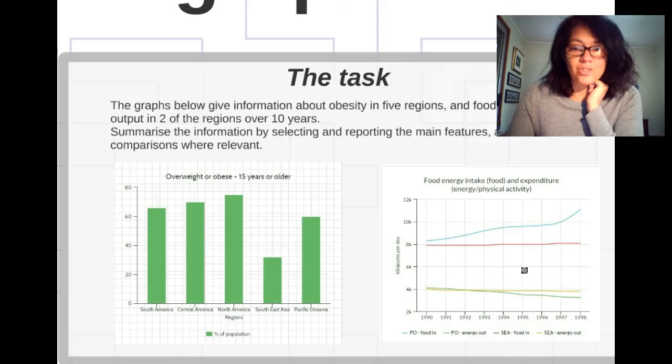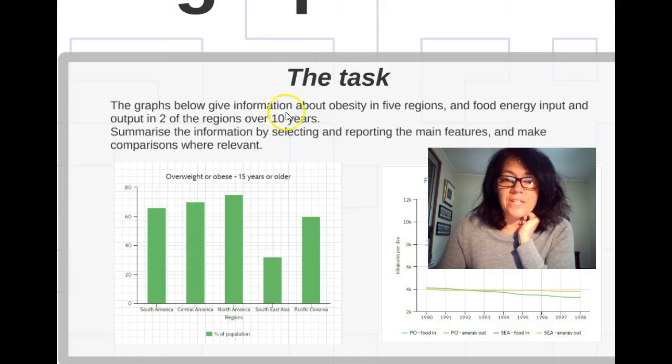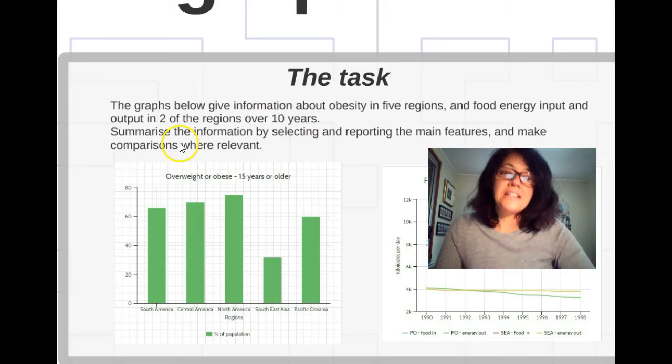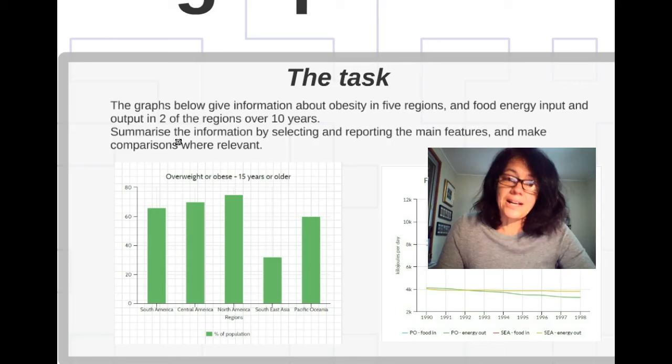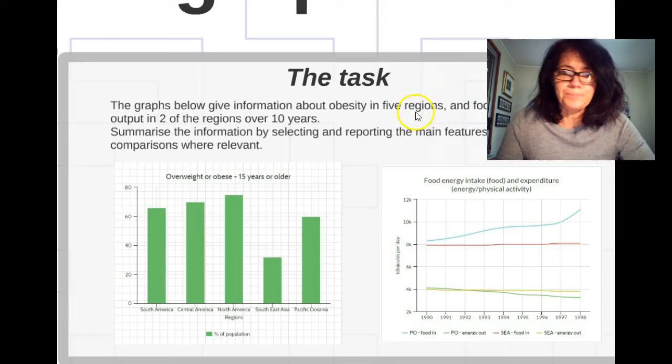Let's read the instruction. It says, the graphs below give information about obesity in 5 regions and food energy input and output in 2 of the regions over 10 years. And the next sentence is in every IELTS exam. Summarize the information by selecting and reporting the main features and make comparisons where relevant. Let's just have a look at it, before we go on.